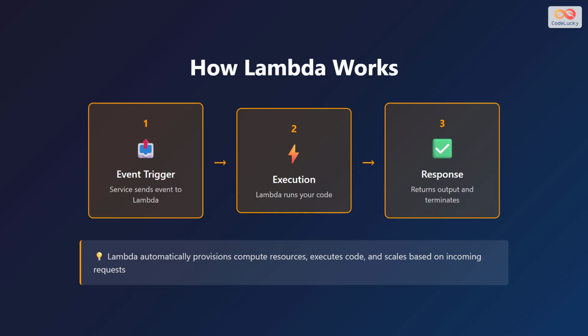Understanding how Lambda works is straightforward. First, an event trigger occurs when an AWS service sends an event to Lambda. Second, Lambda automatically provisions compute resources and executes your code. Third, once processing is complete, Lambda returns the output and terminates the execution environment. Lambda automatically provisions compute resources, executes code, and scales based on incoming requests, all without any manual intervention from you.